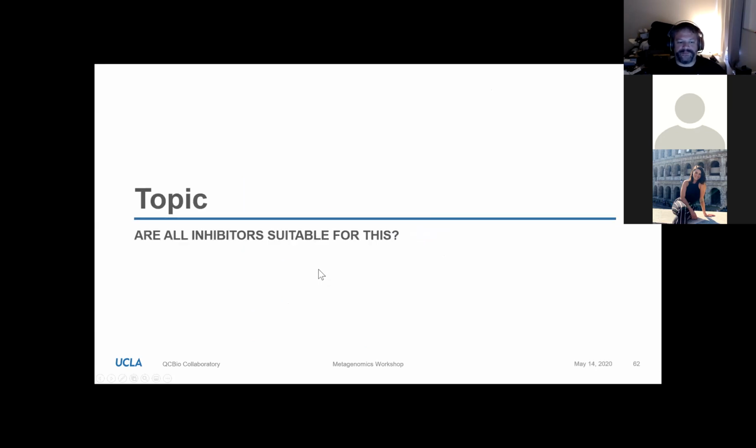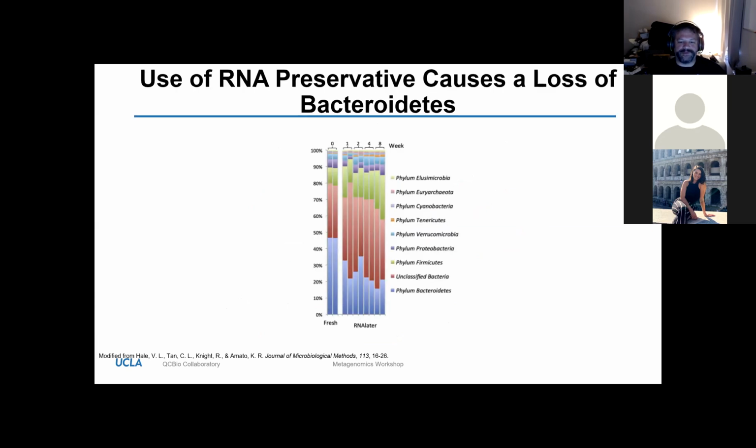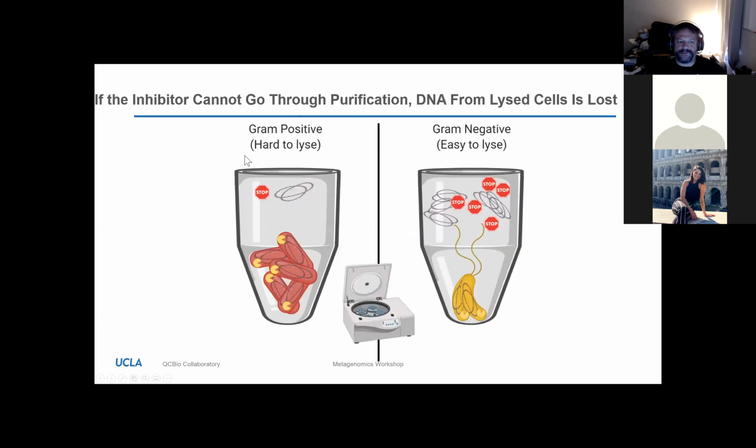But as I mentioned before, one of the inhibitors or one of the stabilizers, which is sort of an RNA preservative in this case, was actually showing itself to cause bias. So are they all suitable for this? And as I mentioned before, an RNA preservative, I'm not going to specifically mention it by name here. It was causing an underrepresentation of Bacteroidetes in the sample relative to fresh. I'm sorry, it was causing underrepresentation of Bacteroidetes relative to fresh, not overrepresentation.